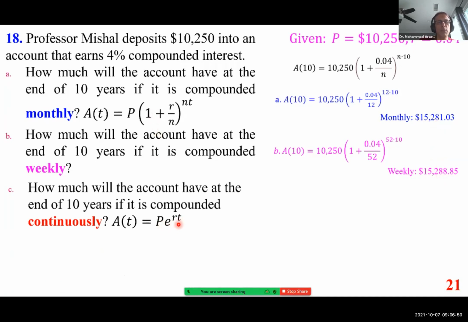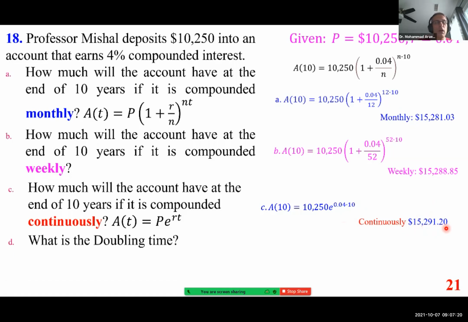Now, continuously, ultimately, this becomes e. So P e to the power of RT, it's the same P, $10,250, is the same R, 0.04, and it's the same T, 10. Plug into a calculator, and again, this is even more by a few bucks. If you do it continuously, you end up with $15,291.20.